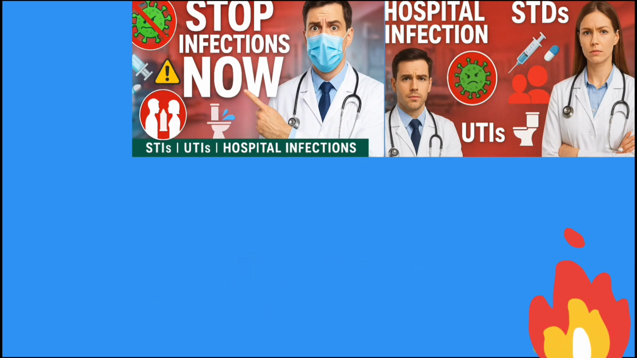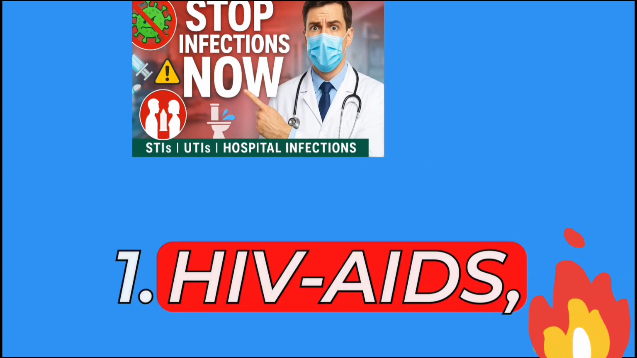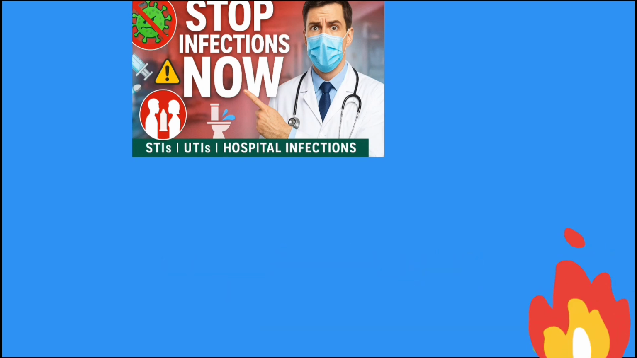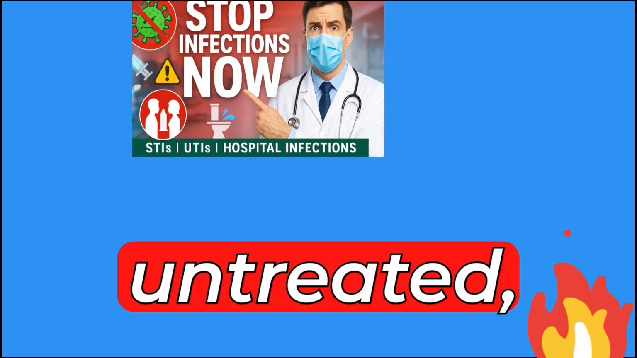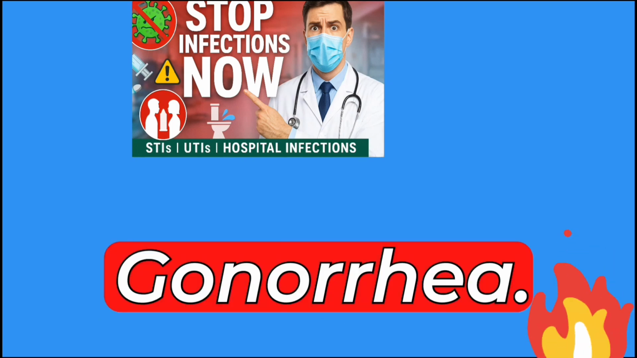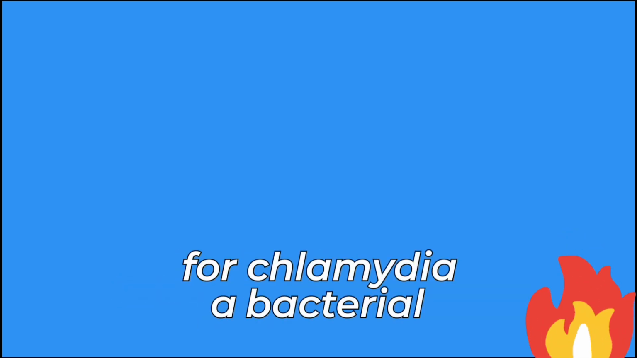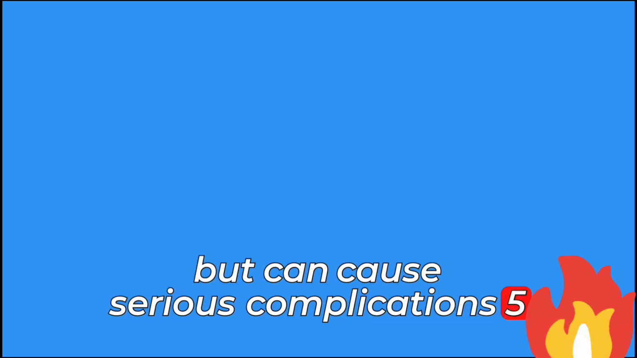Common types of sexually transmitted infections. 1. HIV/AIDS, caused by a virus that weakens the immune system. 2. Syphilis, a bacterial infection that progresses in stages if untreated. 3. Gonorrhea, a bacterial infection affecting the genital tract, rectum, and throat. 4. Chlamydia, a bacterial infection that often has no symptoms but can cause serious complications.